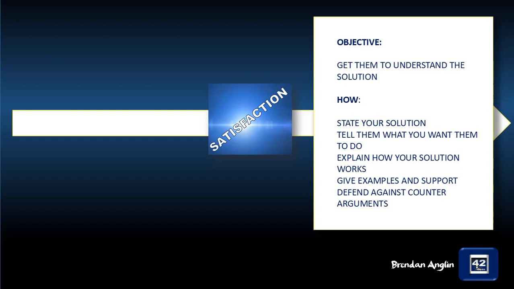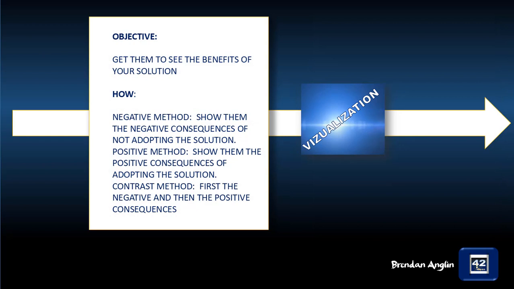You give examples of how this will help them, and you support your arguments, and then you're ready to defend against possible counter-arguments to your vision or your idea. The visualization is where you get them to see the benefits of your solution. So you've got their attention at the beginning. You've developed their need and their want and the problem and their pain of their present situation. You've shown how you can solve that problem and overcome that pain and that need. Now you have to show them clearly the benefits of your solution.